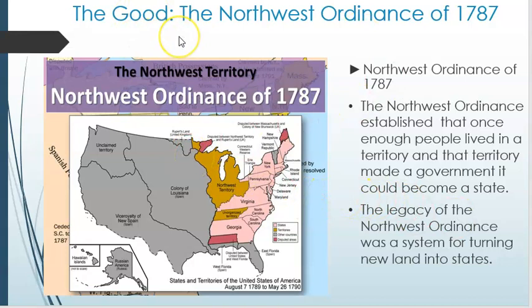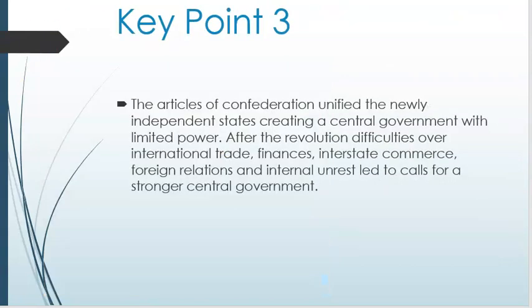So this is the one good thing that came out of the Articles of Confederation. The one good thing. One good thing, what's it called? Northwest Ordinance. So, key point 3 coming up.